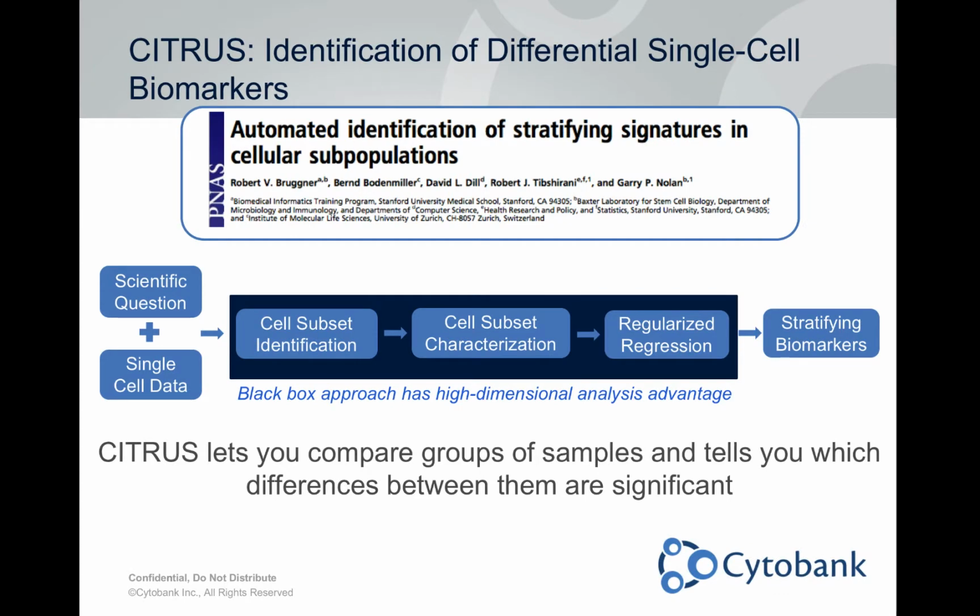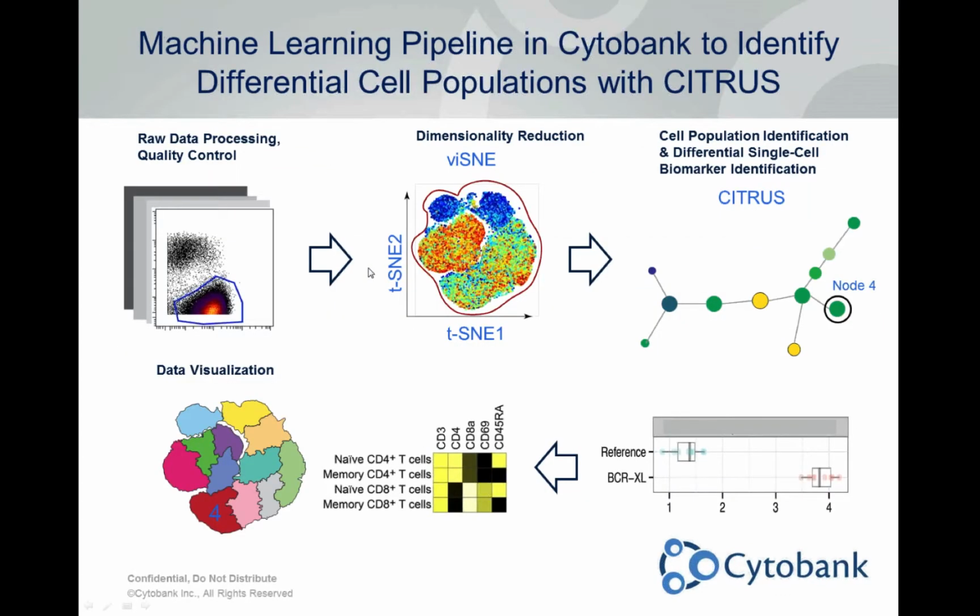So the workflow that we're going to be talking about today is essentially as follows. We're going to talk very briefly about the raw data processing, just making sure you're starting with quality data. Next, the workflow involves running viSNE first on that clean data, then running Citrus multiple times on the result of that viSNE analysis, finding your differences between your groups, and then looking at those differences in Cytobank back on that viSNE map.